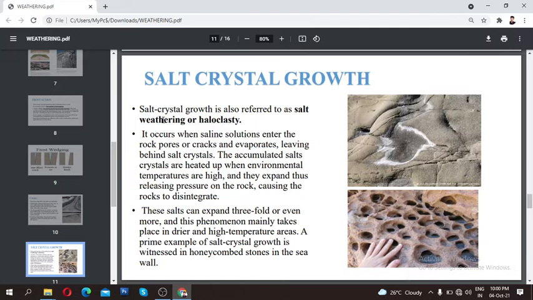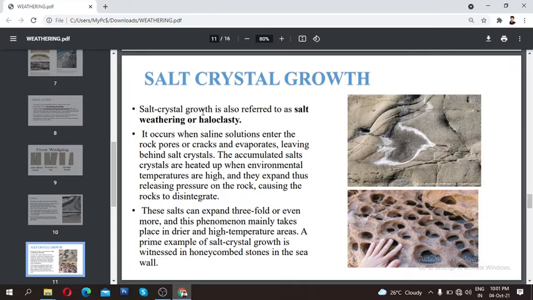Now you see, salt crystal growth is also referred to as salt weathering or haloclasty. The name itself says that salt crystal growth is the same process as salt weathering, and it is also known as haloclasty. Now you see how this process happens and how these salt crystals grow.